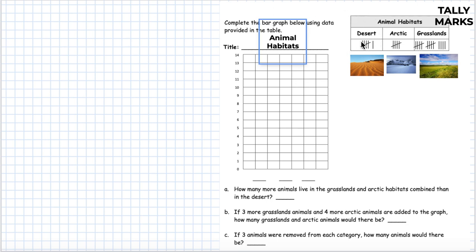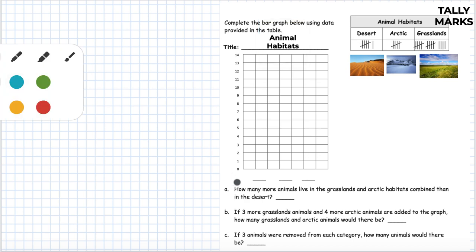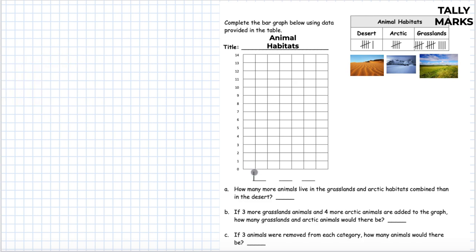Now earlier we talked about the tally marks and what they mean. So for the desert we said that we have 6 animals living in the desert. So remember 5, 6. So I'm going to go ahead to my bar graph and I am going to place D for desert right here, and then I'm going to shade it to 6. So here's my number, and I'm going to go ahead and shade 6.